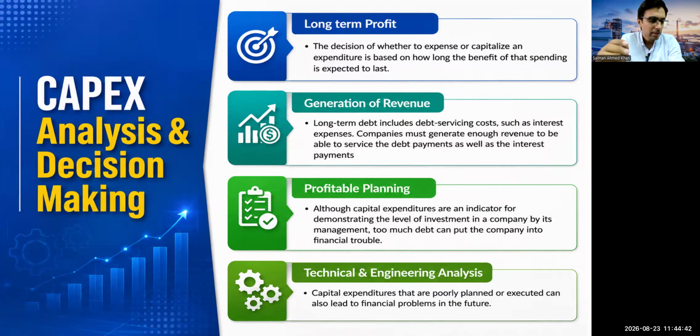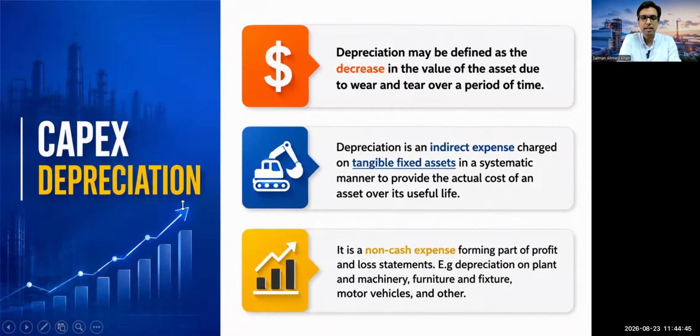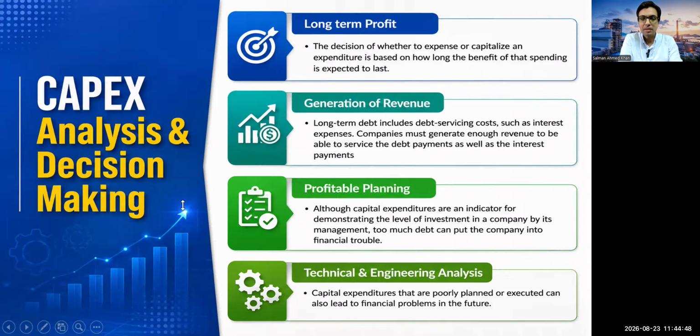Now, how do you do the analysis? You do the long-term profit analysis in terms of how much the capex related items will generate revenue for the company. The decision of whether to expense or capitalize an expenditure is based on how long the benefit of that spending is expected to last. Once you do the long-term profit analysis of how much revenue the company will generate if we purchase this asset, you do the profitable planning.